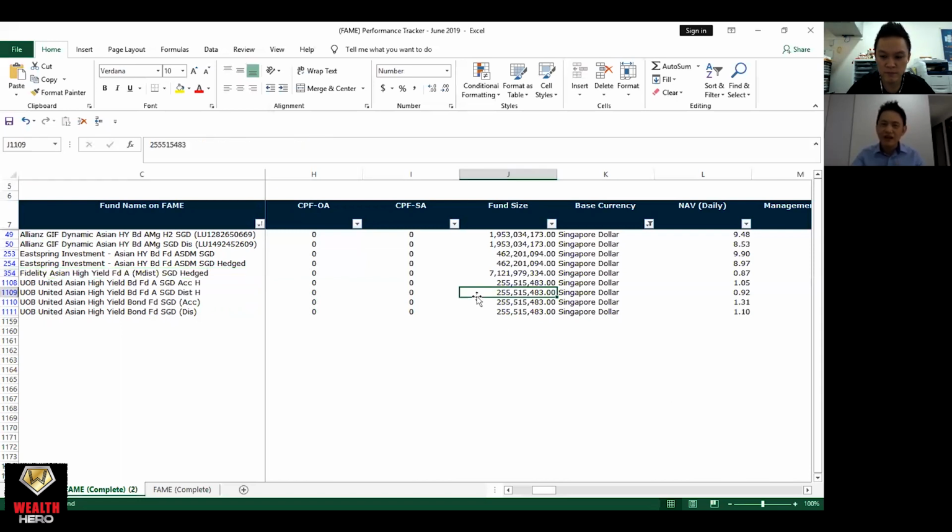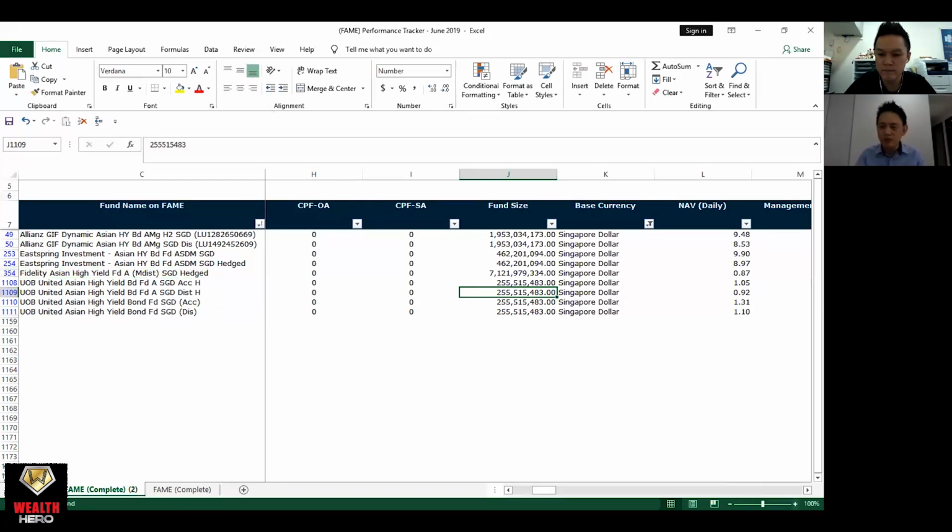But take note, getting a dividend payout doesn't mean you got a capital gain. A positive distribution doesn't equal a total positive return. A lot of investors are not aware of it. They think that getting dividends means they also make money on the capital gain side. So that's something you need to take note of.